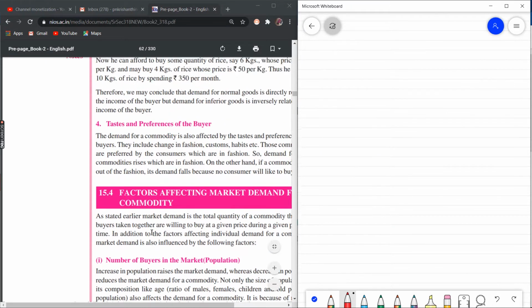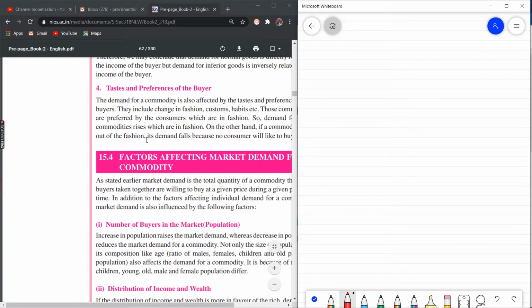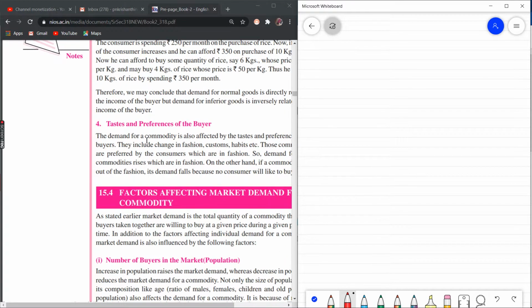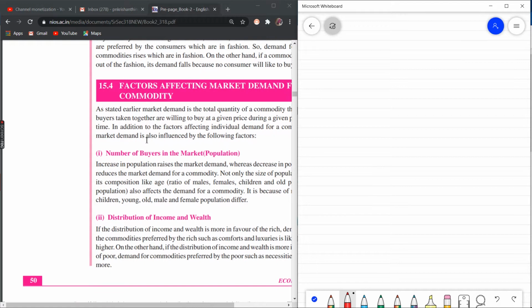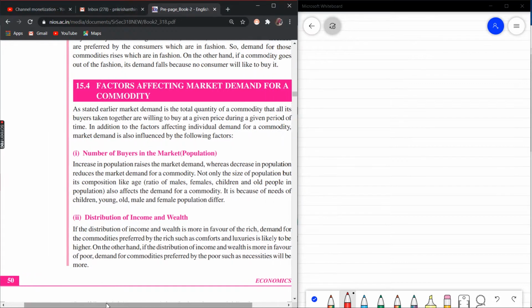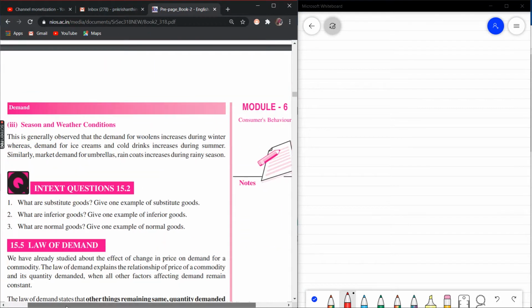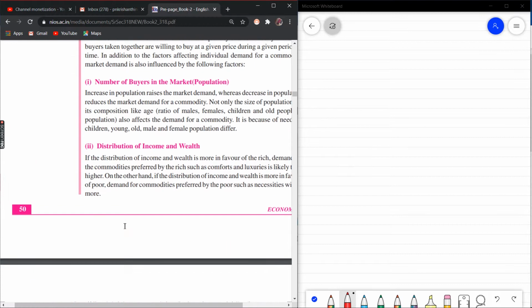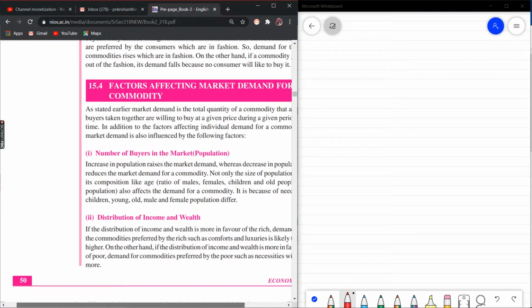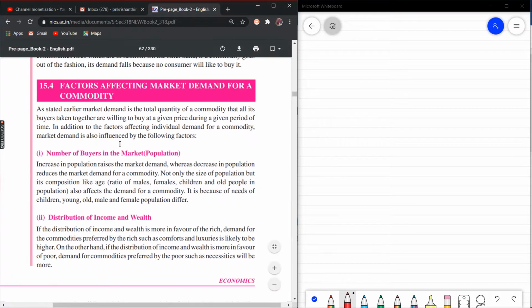Next one. As of now, we have seen what will affect the individual demand, the demand of a person. Now, what will affect the demand of a group of people? What is the demand of a group of people called? Market demand. What will affect the market demand? There are only three factors affecting the market demand. The first one is the number of buyers in the market.